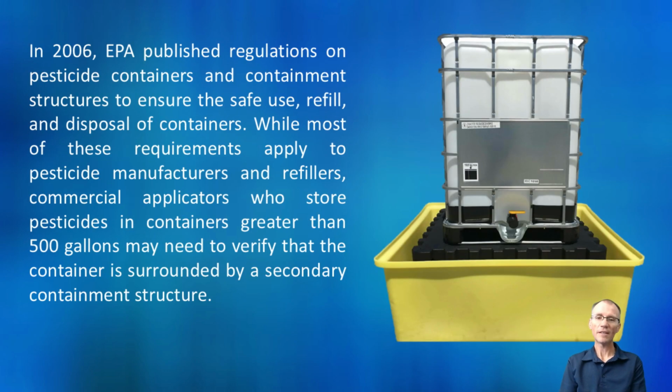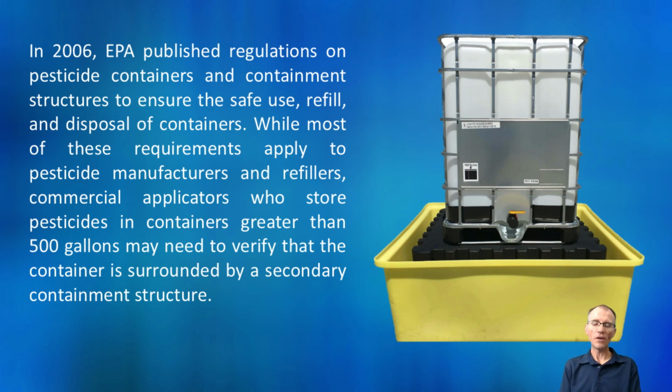In 2006, EPA published regulations on pesticide containers and containment structures to ensure the safe use, refill, and disposal of containers. While most of these requirements apply to pesticide manufacturers and refillers, commercial applicators who store pesticides in containers greater than 500 gallons may need to verify that the container is surrounded by a secondary containment structure.